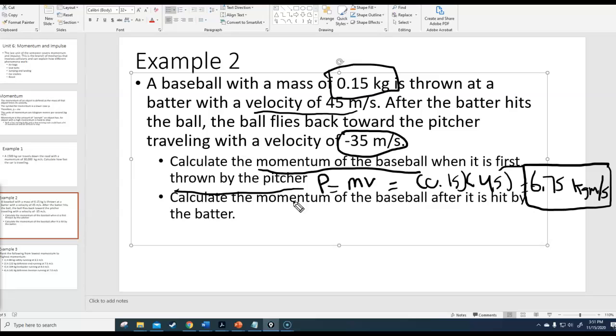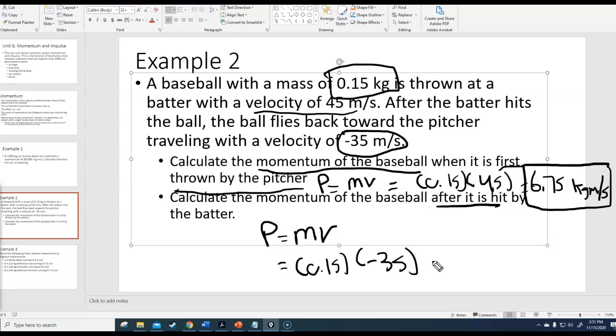Now the second question says to calculate the momentum of the baseball after it's hit by the batter. Again, very easy calculation. The equation for momentum is just mass times velocity. The mass of the baseball is the same. Now the velocity after it's hit by the batter is negative 35 meters per second. And again, all that negative sign indicates is direction. So it's going 35 meters per second, but it's traveling in the negative direction because it's going back towards the pitcher. So in my calculator, I'm just going to do 0.15 times negative 35, which gives me negative 5.25 kilogram meters per second.